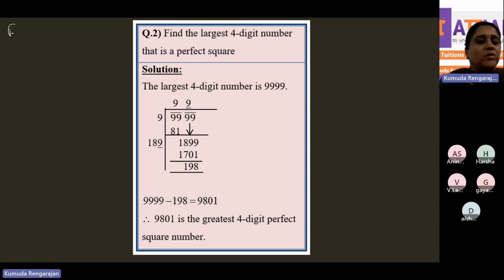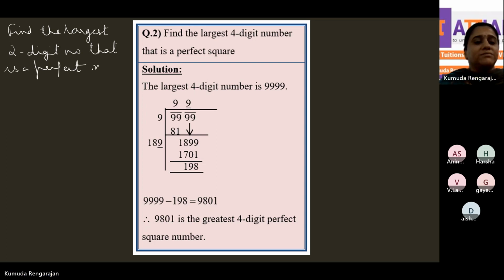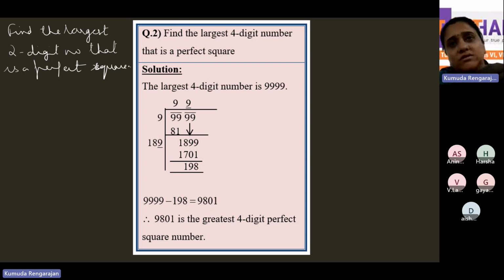The question is: find the largest 2-digit number that is a perfect square. Now you can all guess this. It's easy. What is that number? Which is the largest 2-digit number which is a perfect square? 16.